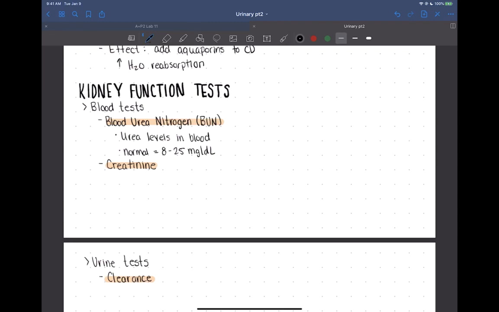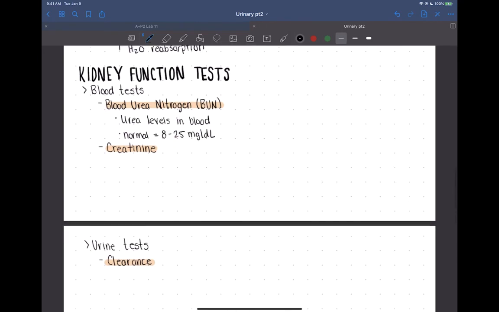So the job of the kidney is to get rid of that urea, that nitrogen waste. And so if you have an accumulation of this urea, that means that the kidneys aren't functioning very efficiently. Okay, so if it's above 25, then you would want to look at what's going on with the kidneys.